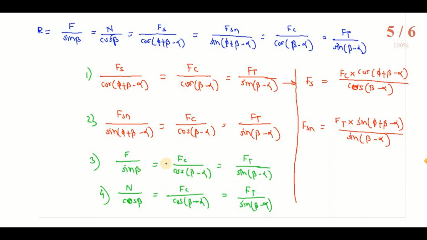Same, if the Fc is given, then we can find out the friction force, that is F, equal to Fc into sin beta upon cos(beta minus alpha). And normal to the friction force, we can find out if Fc or Ft is given. Suppose Ft is given, then N is Ft into cos beta upon sin(beta minus alpha).